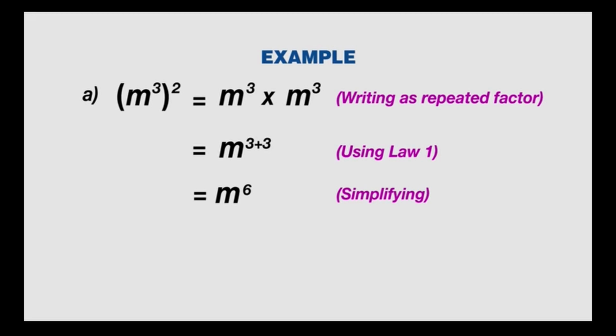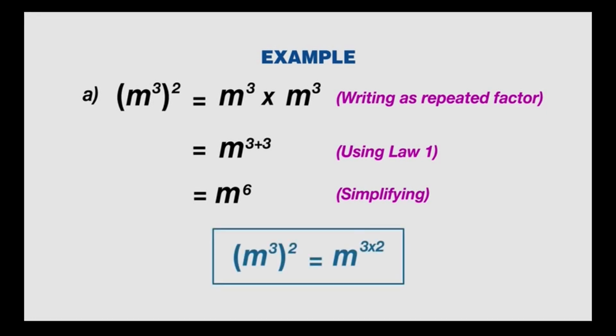When we have an index number raised to another power, the shortest form of getting our answer is to write the base and to multiply our indices or powers.